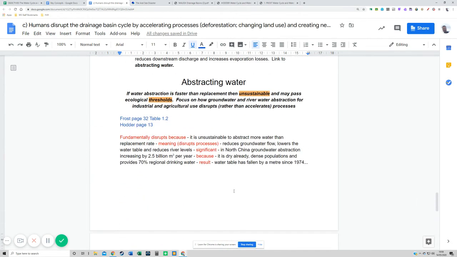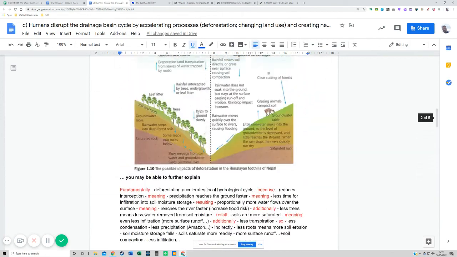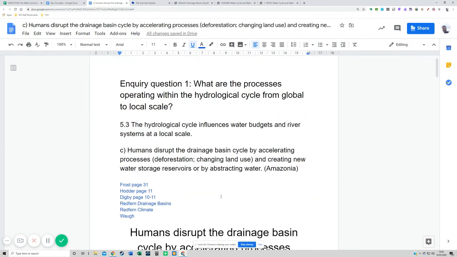So going back to the beginning of this, as long as you can clearly explain how humans disrupt the drainage basin cycle, and make sure you can talk about the ones mentioned here, and maybe assess how serious these are using the examples we've looked at as well, then you're done. A lot of the notes are done for you. Some of them you'll have to do a little bit more yourself.